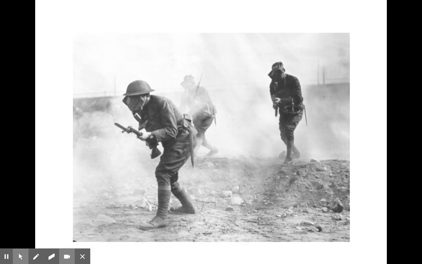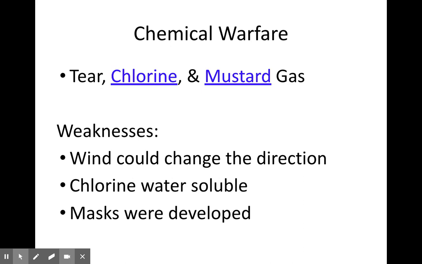Gas was first actually used by the Germans in 1915, but like all of these weapons, they will be quickly adopted by both sides. There's three different types of gases that are used in World War One: tear, chlorine, and mustard gas. Tear gas and chlorine gas, they figure out how to respond to that pretty quick because chlorine gas is water soluble. So you could put wet rags in your mask and you could neutralize the gas. It's mustard gas that was really terrible and dangerous.